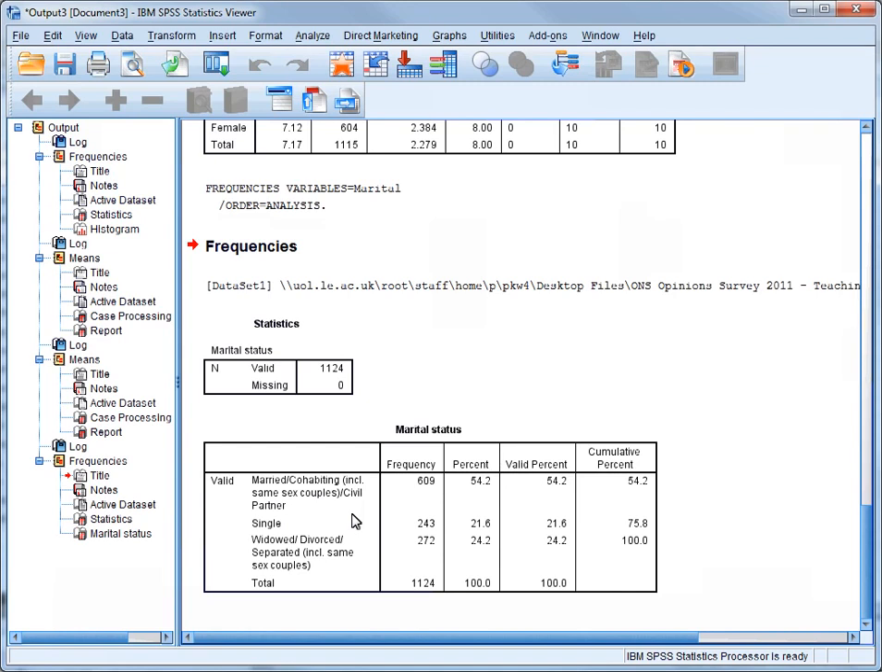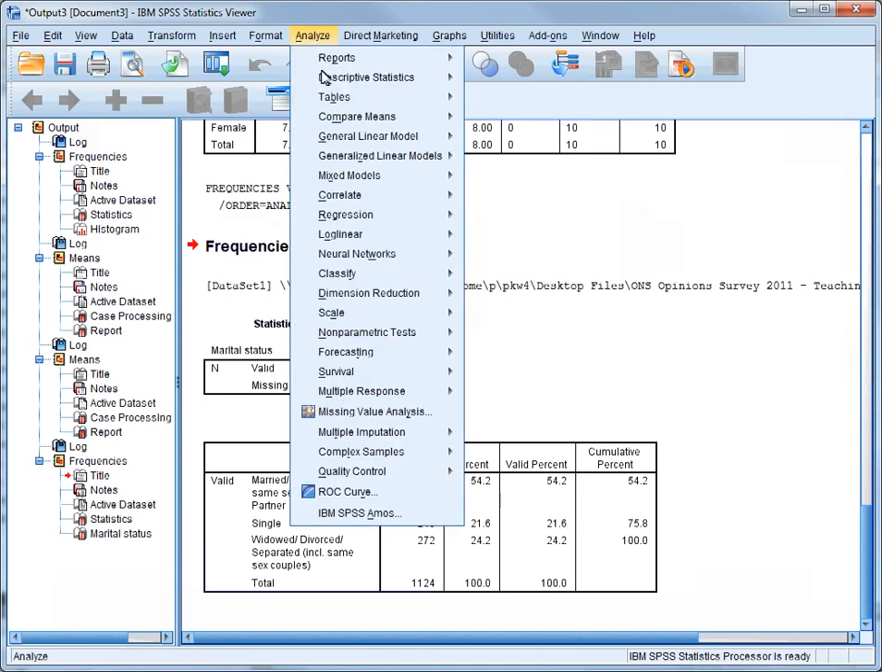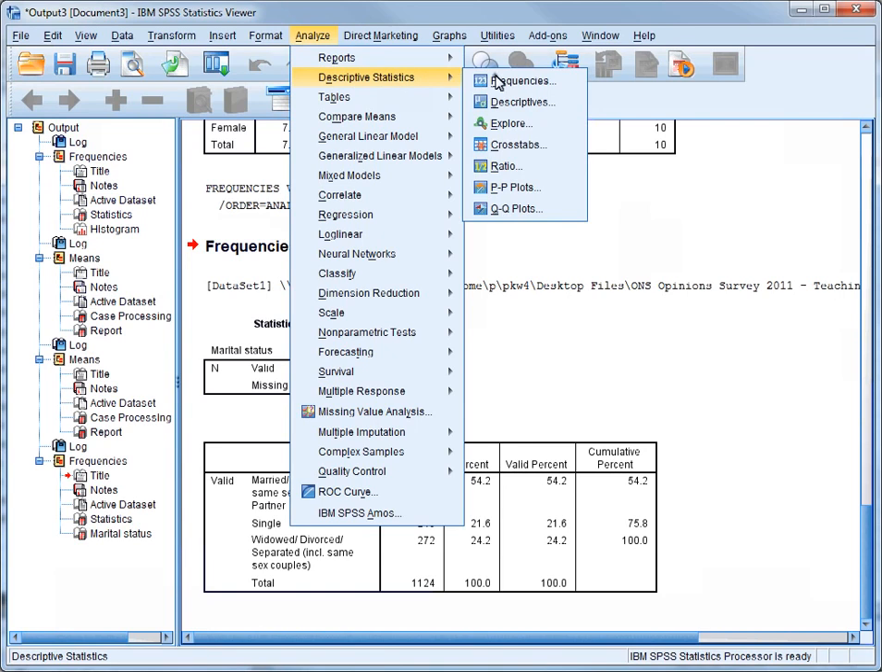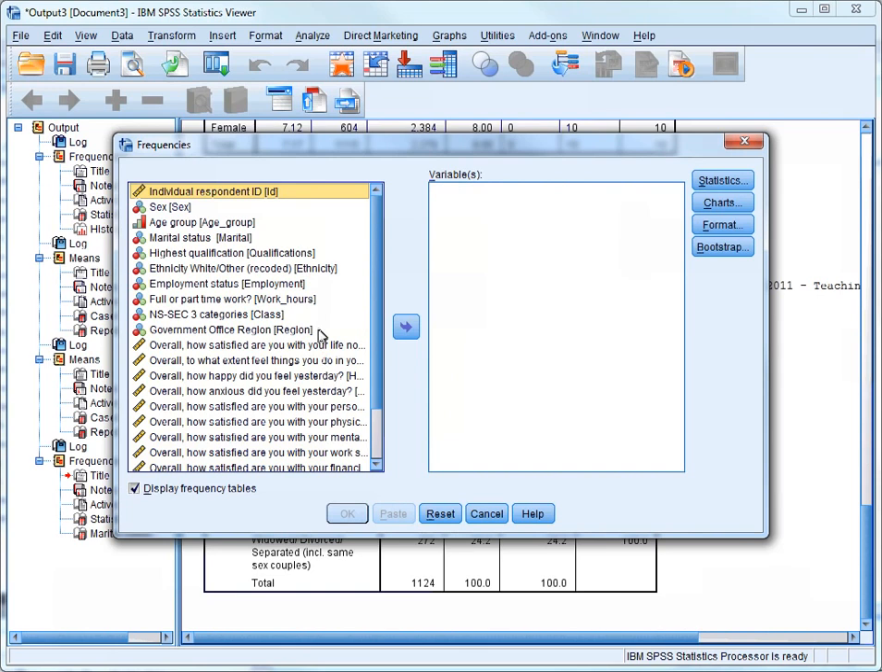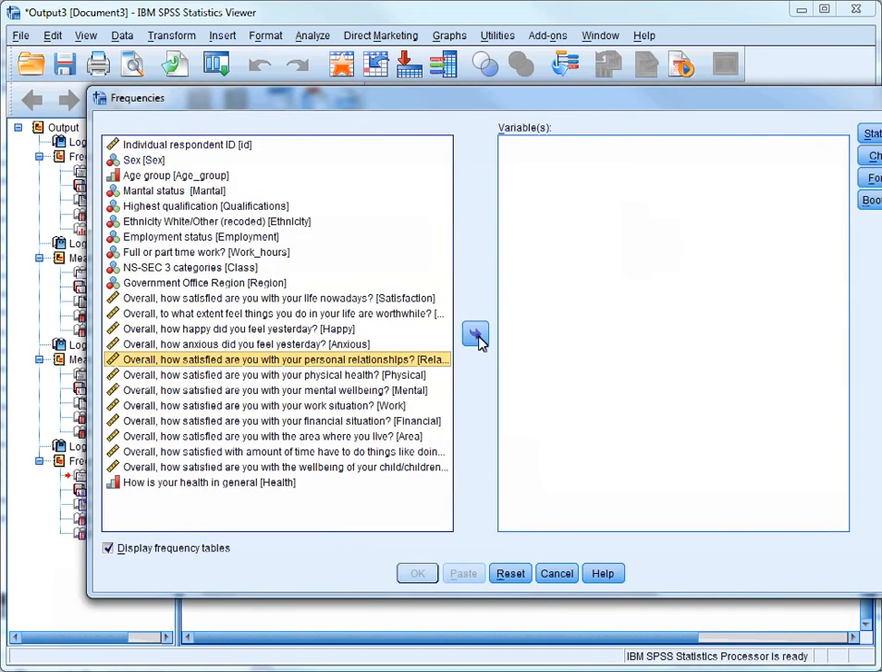So now we'll do exactly the same analysis as we did for satisfaction with personal health, but we'll be doing it this time with satisfaction with personal relationships. So again, go to Analyze, Descriptive Statistics, Frequencies. We'll reset, find the variable that we want, click on it, and transfer it over.